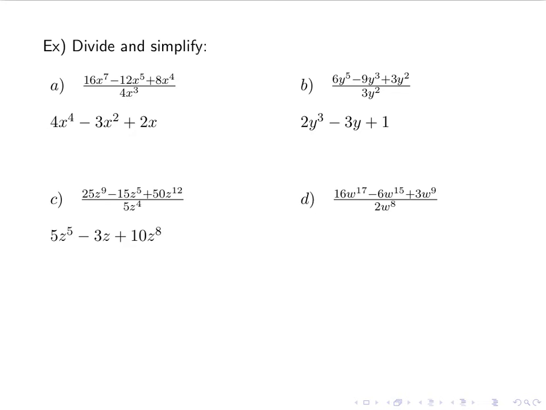16w to the 17th minus 6w to the 15th plus 3w to the 9th over 2w to the 8th. Again, we'll do this term by term. 16 divided by 2 is 8. 17 minus 8 is 9, so we have 8w to the 9th. Minus 6 divided by 2 is 3. 15 minus 8 is 7, so 3w to the 7th. Plus 3 over 2, I can't simplify that, so I'm going to leave it as 3 over 2. W to the 9th over w to the 8th leaves us with 1w.